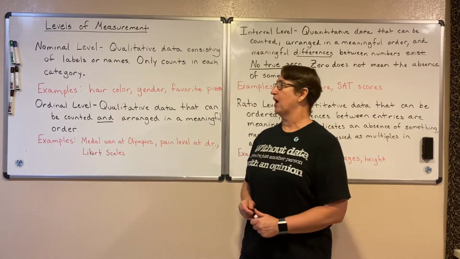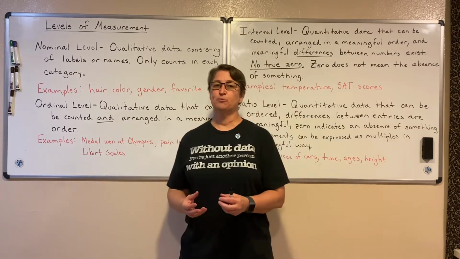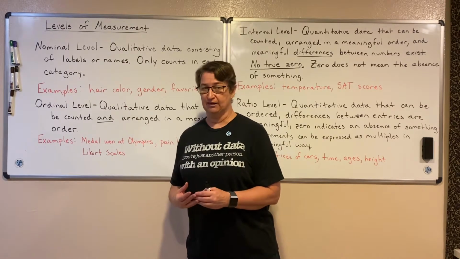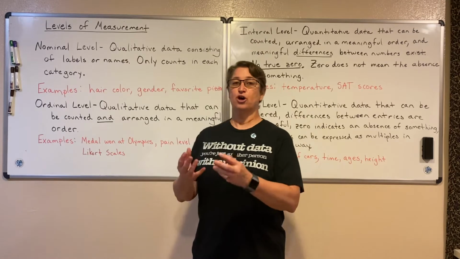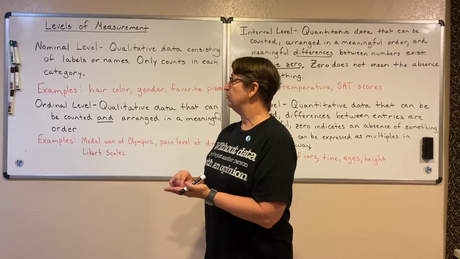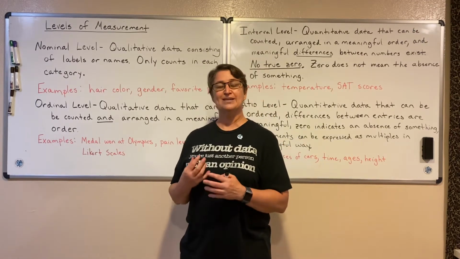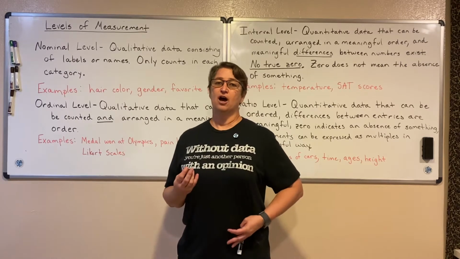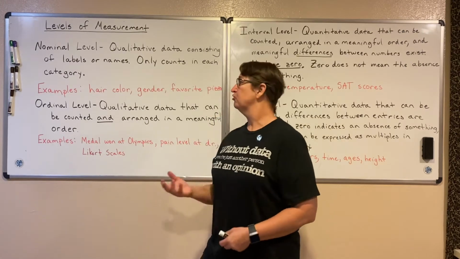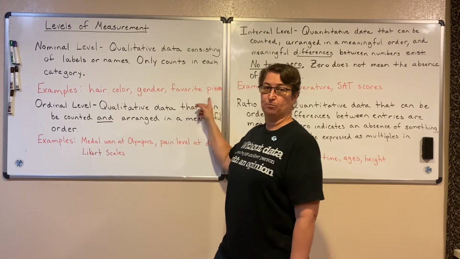So let's start with our nominal level of measurement. Our nominal level of measurement helps describe data that is qualitative data. In other words, the data that we are collecting looks like words. It's names and labels. And with this data, the only thing we can do is count the number of data values that we have within a certain category. For instance, hair color, gender, or your favorite pizza topping.